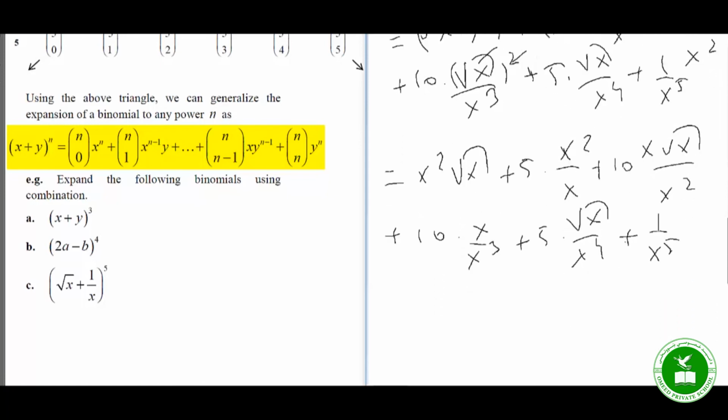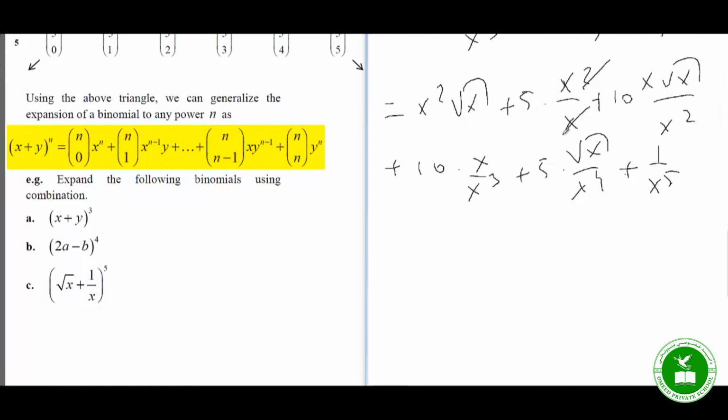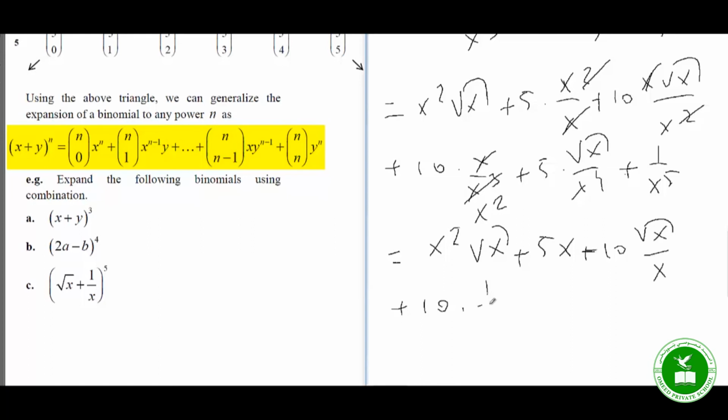And also we can simplify it a little more, so square root and square, x squared and x cancelled, and this x with square cancelled, and this x will become x squared, and we can now simplify the square root, so let's continue. x squared times x square root of x plus 5x plus 10 times square root of x over x plus 10 times 1 over x squared plus 5 times square root of x over x to the power of 4 plus 1 over x to the power of 5 is the expansion of this binomial expansion.